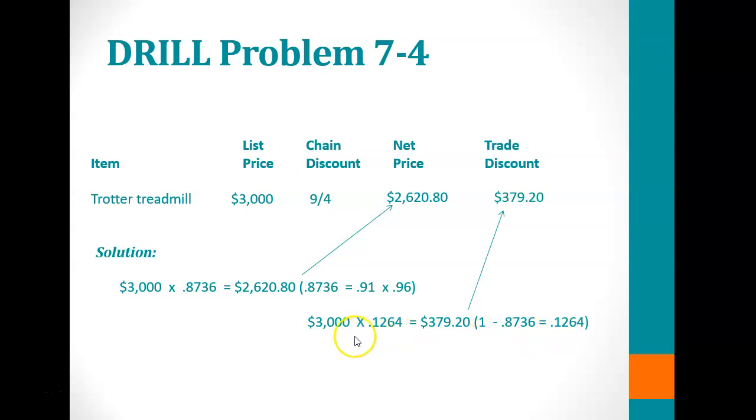To get the amount of the discount, if I take 1 minus the complement, the 0.8736, that gives me 0.1264. Take that times the 3,000, it gives me a trade discount of $379.20. Or if I subtract 2,620.80 from 3,000, it'll give me a discount of $379.20.